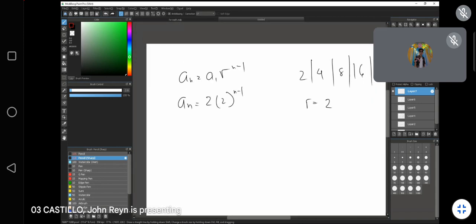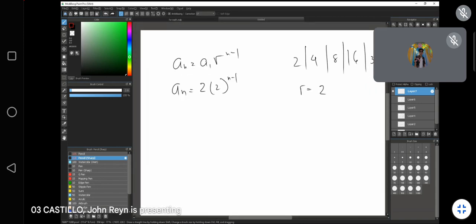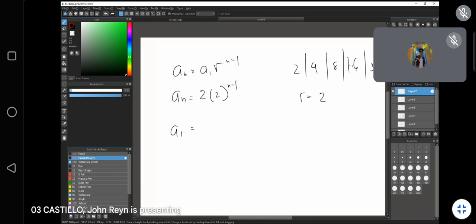What about finding the first term, given just the next terms? Okay, so let's try finding the first term. Here, a sub 1, we'll write it down as unknown. Tanggalin mo yung 2 as unknown, the first term. Sir, can you repeat? Okay, so you try to solve the first term. Yes, I will try to.